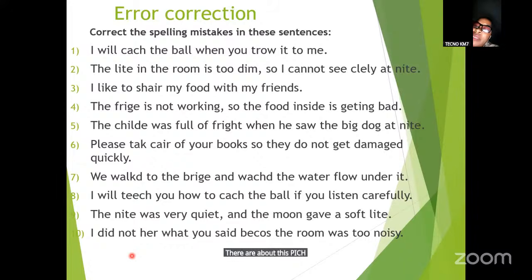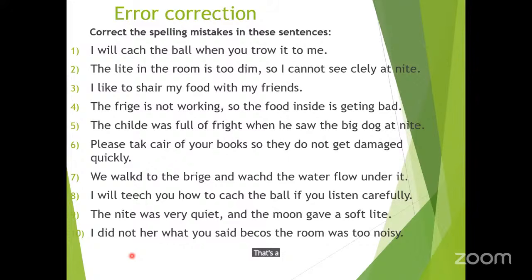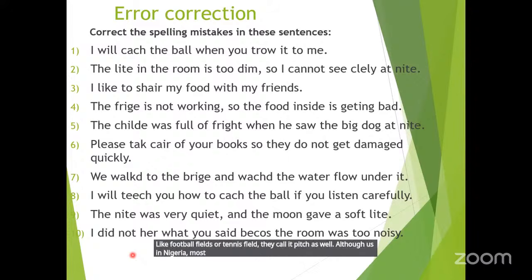Then what about this pitch? Pitch is a field, a football field. Another name for field is pitch, like a football field or a tennis field. They call it pitch as well. Although us in Nigeria, most of us will call it field. Go to the field and play. But it can also be called pitch.